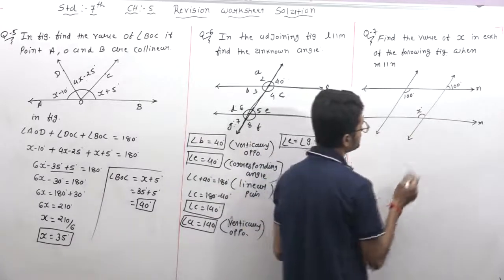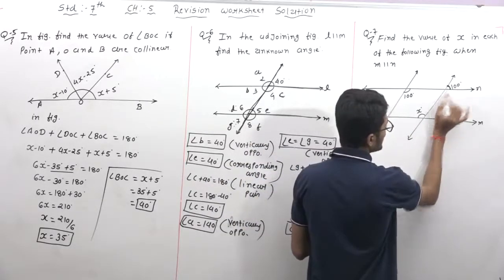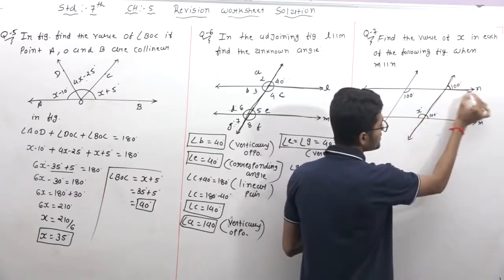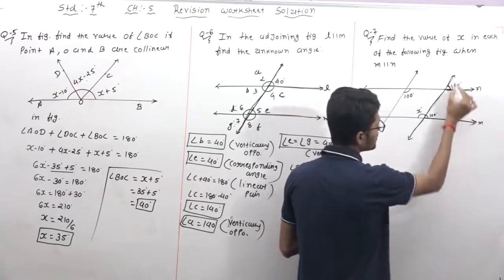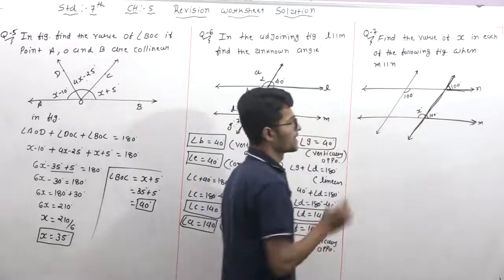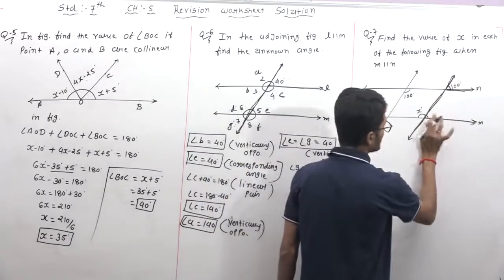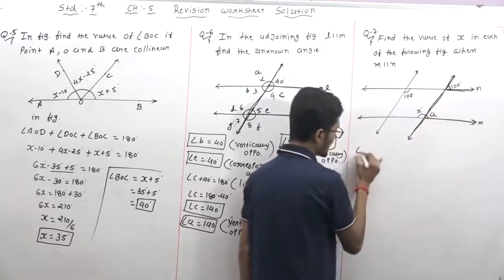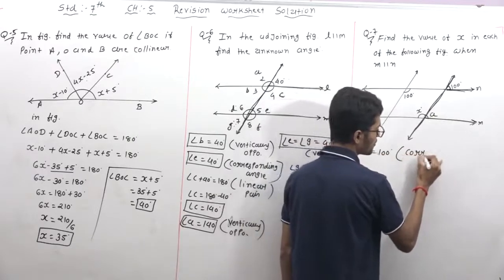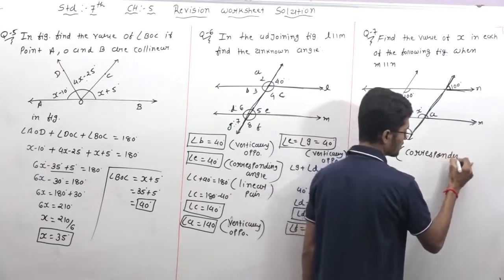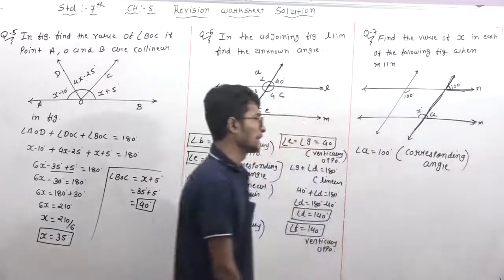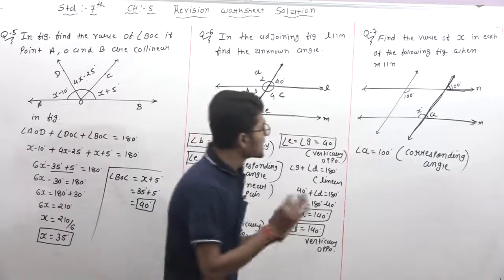So dear students, see here. This angle is 100, so this angle is also 100. Why? Because see here, this one is the F sign. The F sign means corresponding angles. Suppose here is A. So angle A is equal to 100. Why? Because these two are corresponding angles. Understand? Now we have to find x.